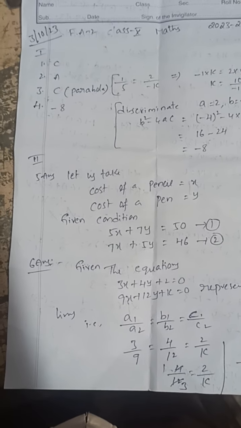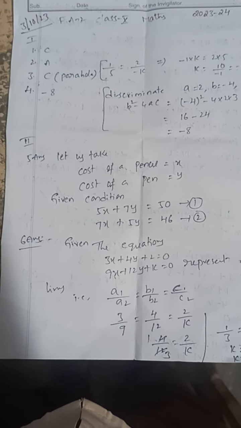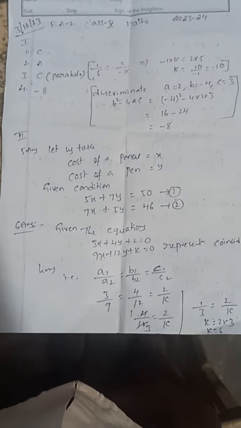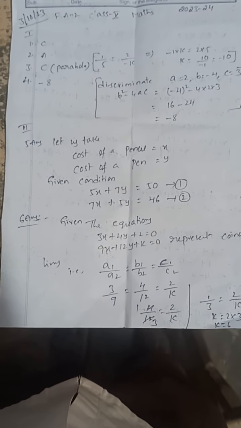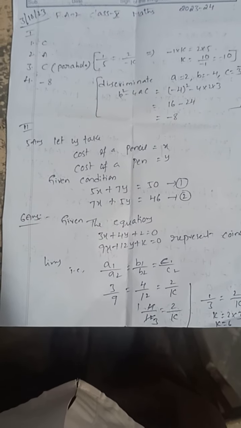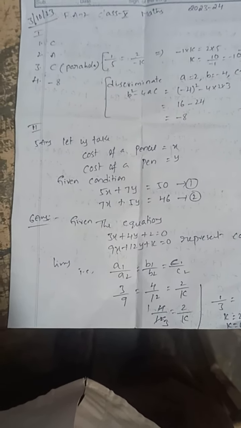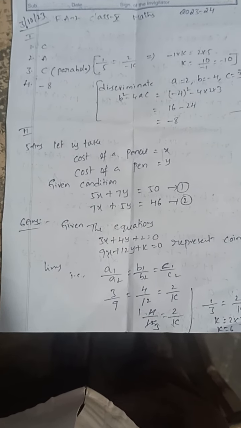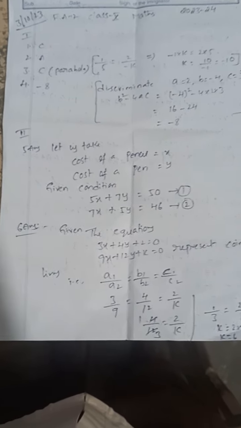Next, sixth question. Given the equations 3x plus 4y plus 2 is equal to 0, 9x plus 12y plus k is equal to 0, represent coincident lines. If the lines are coincident lines, then the x coefficient, y coefficient and constants are in equal ratio. So the x coefficient ratio is 3 by 9, y coefficient ratio is 4 by 12, constant ratio is 2 by k. So 4 by 12 is equal to 2 by k. 4 ones are 4, 4 threes are 12, so 1 by 3 is equal to 2 by k. So k is equal to 2 threes, 6.